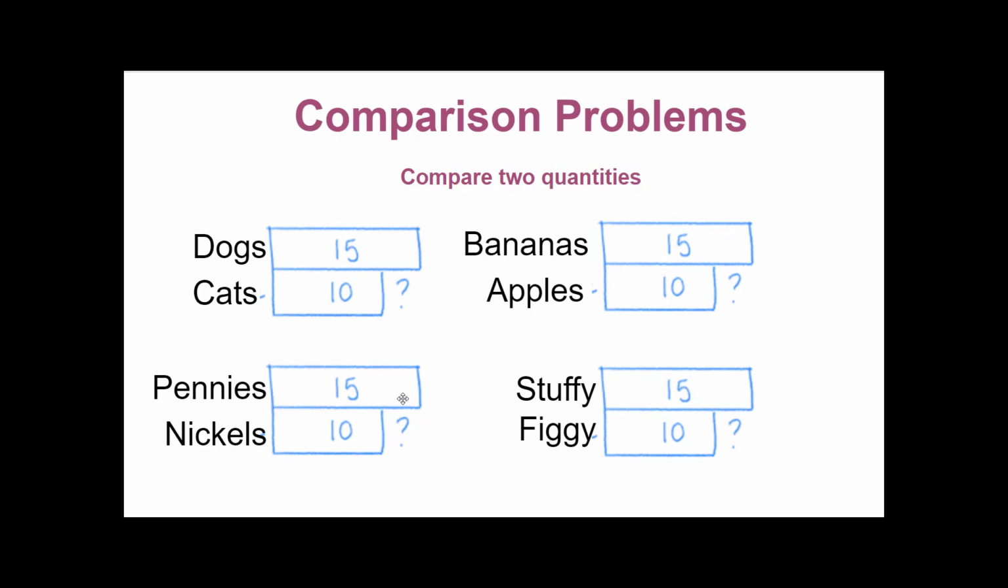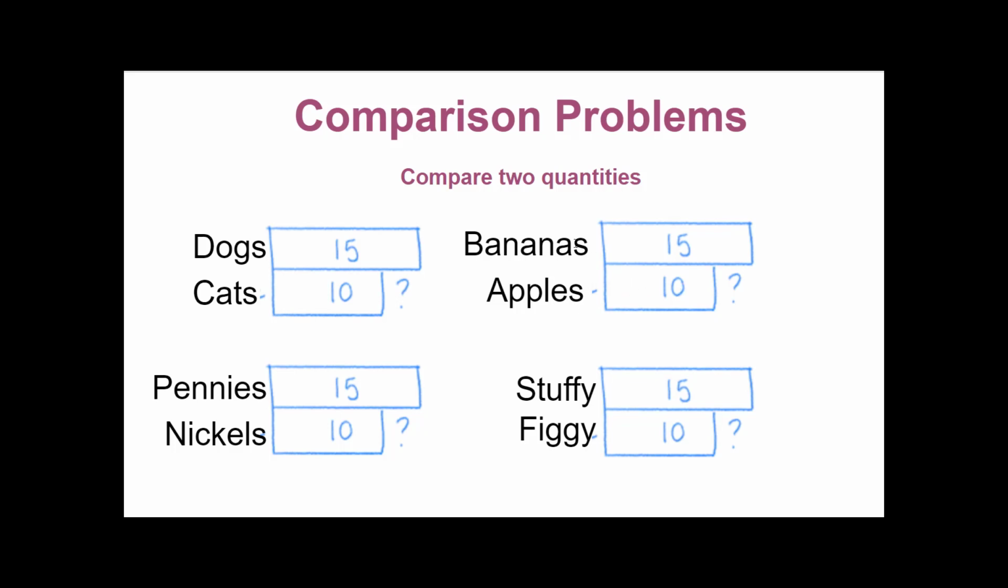Those are still a comparison difference unknown problem type, but I could use the word less and say how many less nickels are there than pennies. Or I could use the word more and say how many more pennies are there than nickels. Both of those, by the way, have the exact same answer. It's just a change in the wording. I could also say that there are 15 bananas and 10 apples. How many more bananas than apples?